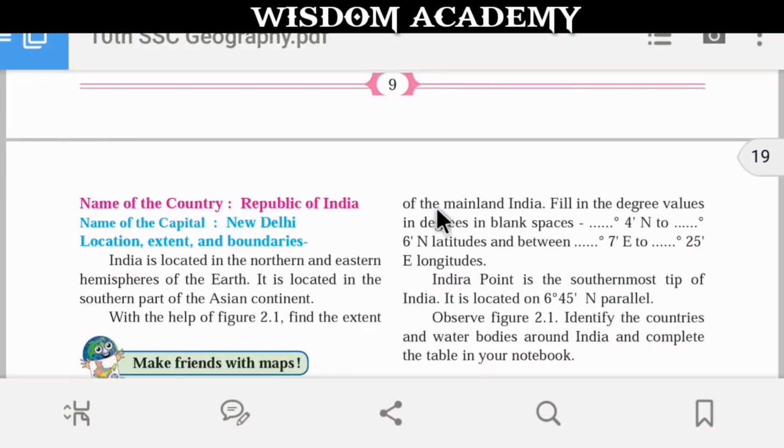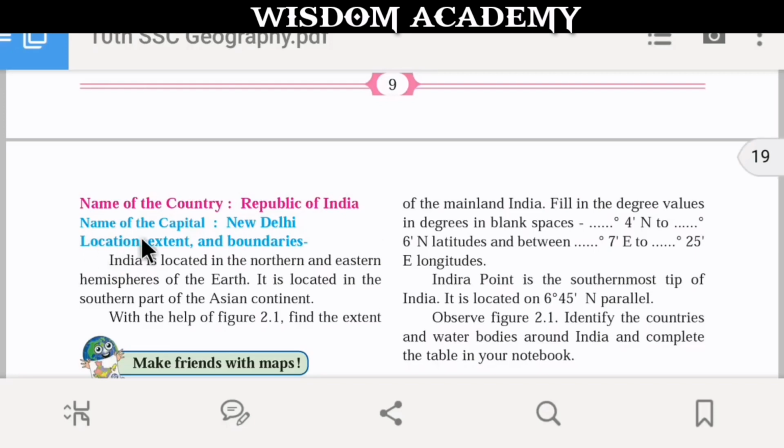इफ यू टेक केस ऑफ यूनाइटेड किंगडम और इंग्लैंड और ब्रिटेन, वहां का जो हेड है क्वीन इलेक्टेड नहीं है. सो ब्रिटेन को हम रिपब्लिक नहीं बोल सकते. इट इज अ डेमोक्रेसी बट इट इज नॉट अ रिपब्लिक. So name of the capital is New Delhi. India's capital is New Delhi.